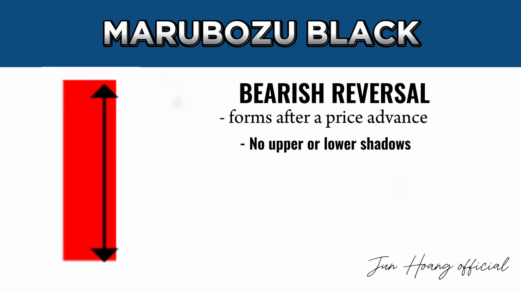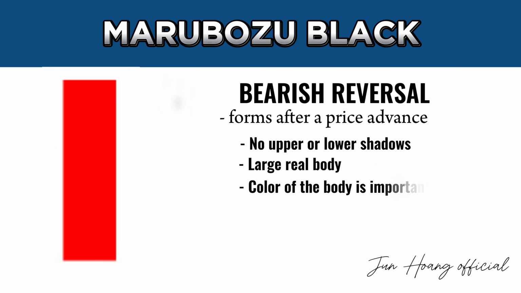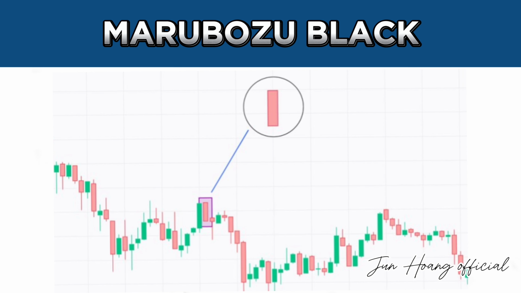2. Long body. The body of the candlestick is relatively long and extends from the opening price to the closing price. The length of the body represents the strength of the selling pressure. In the case of a Marubozu black candlestick, the closing price is significantly lower than the opening price. 3. Color. Marubozu black candlesticks are typically black or red, indicating that the closing price is lower than the opening price. This coloration emphasizes the bearish sentiment in the market.